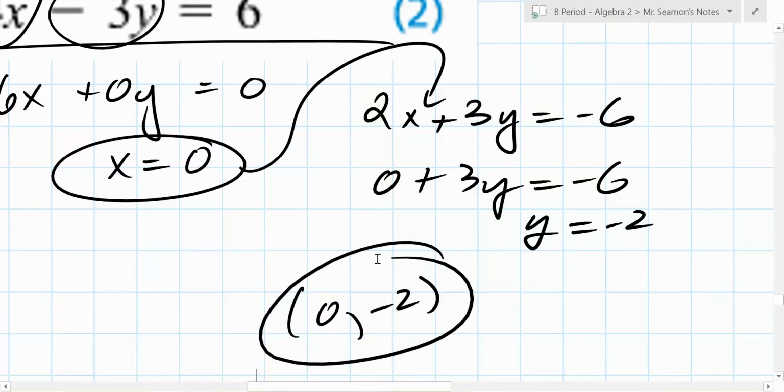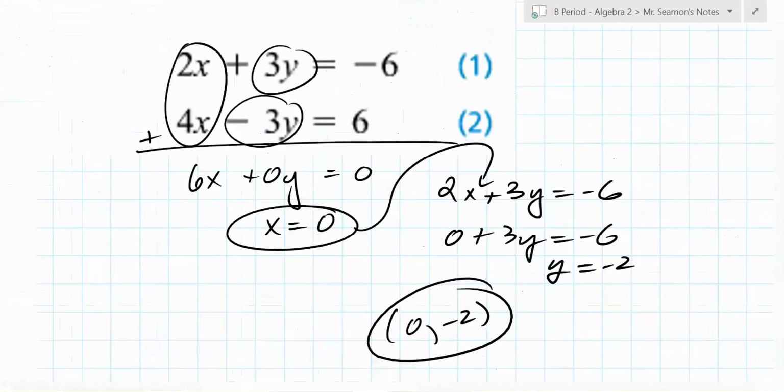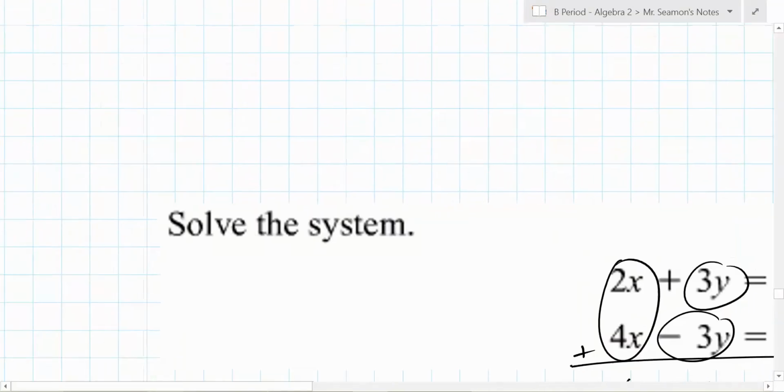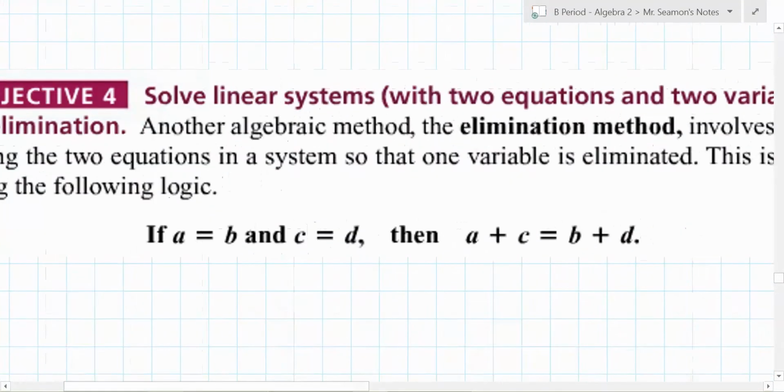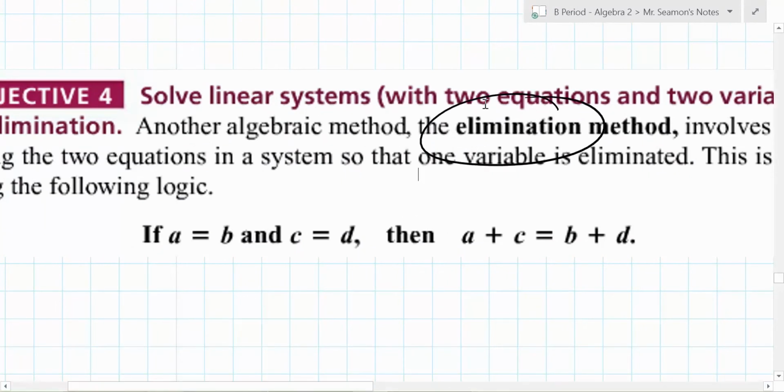Does anybody know what this method is called that we used? We're adding equations, but we use something that's right here. They're going to call it the elimination method.